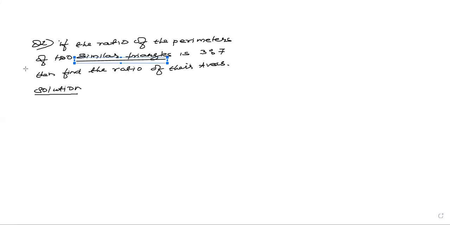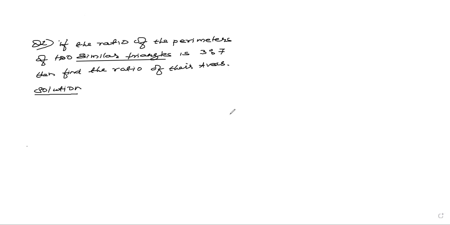So when they mention the triangles are similar, then we have a property learned regarding the ratio of the areas of similar triangles. The ratio of the areas of similar triangles is equal to the ratio of the square of their corresponding sides. Now remember, in the same property, we have many different statements.